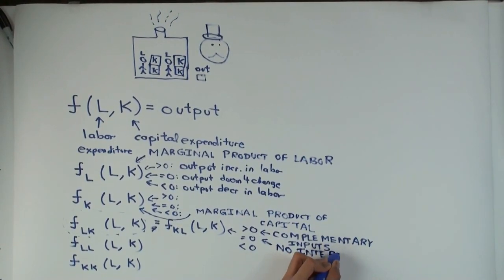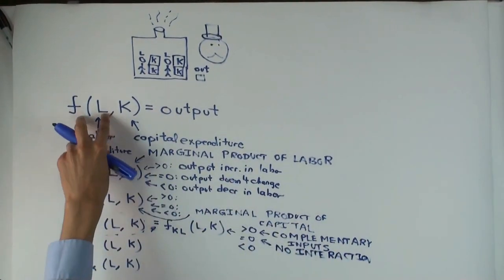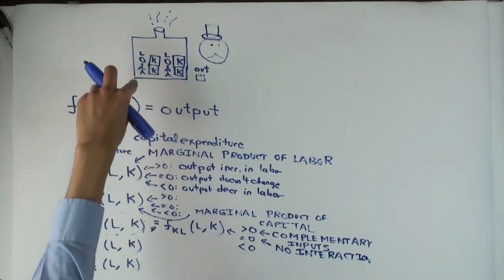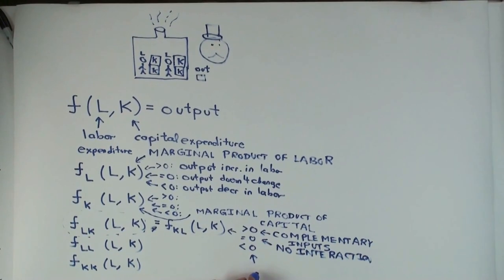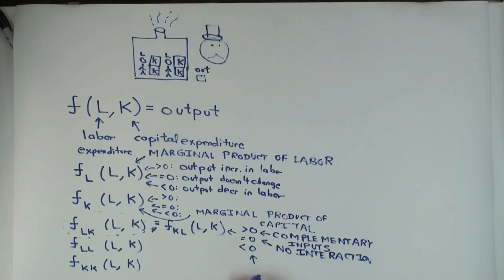And that's additively separable. Additively separable means you can write it as a function of labor plus another function of capital. What would it mean to say it's less than zero? They don't complement each other. Well, yeah, but you said something. So they are like these substitutes for each other.